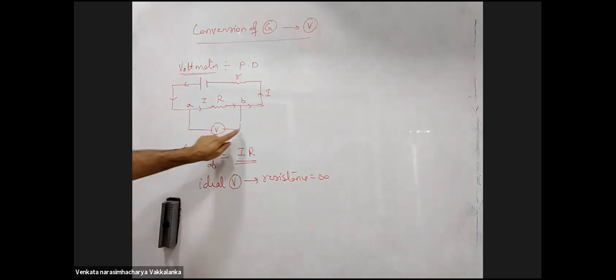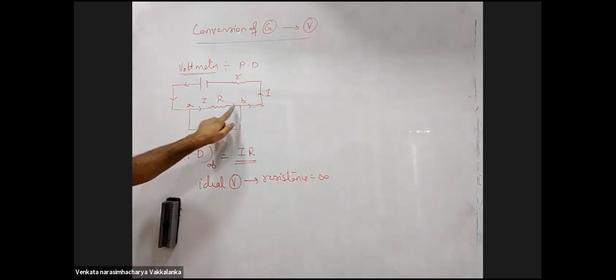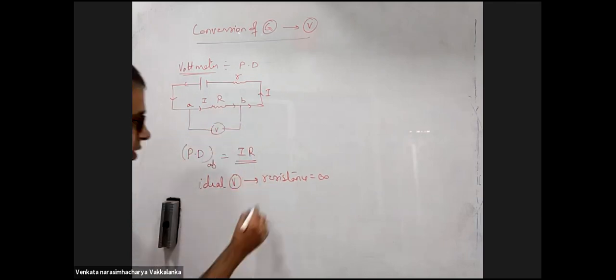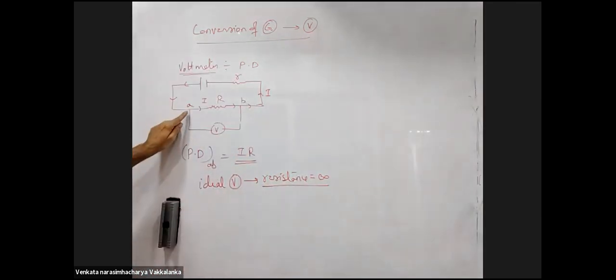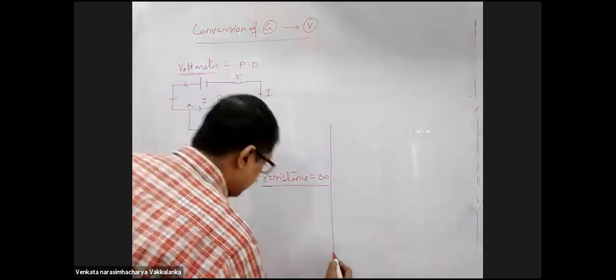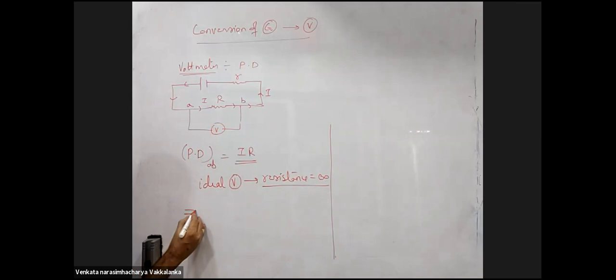It should not take any current from the circuit. It should maintain the same current in the circuit so that the resistance and its circuit is not disturbed, just for the measurement of potential difference. When resistance is infinity, no current passes through the voltmeter. Whole of the current goes into the same circuit. So effectively, you have not changed anything, right?